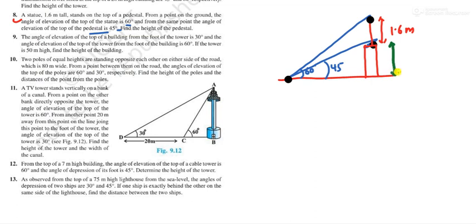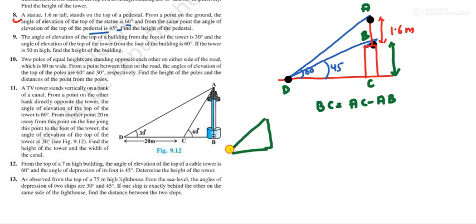Yes, you need to find this one. Again, if you see, you can name it A, this as B, C, and this as D, or else you can go A, B, C, D like this. So we need to find BC, but BC is what? AC minus AB, correct? So total AC you have to find. You can find it, just look at the figure.